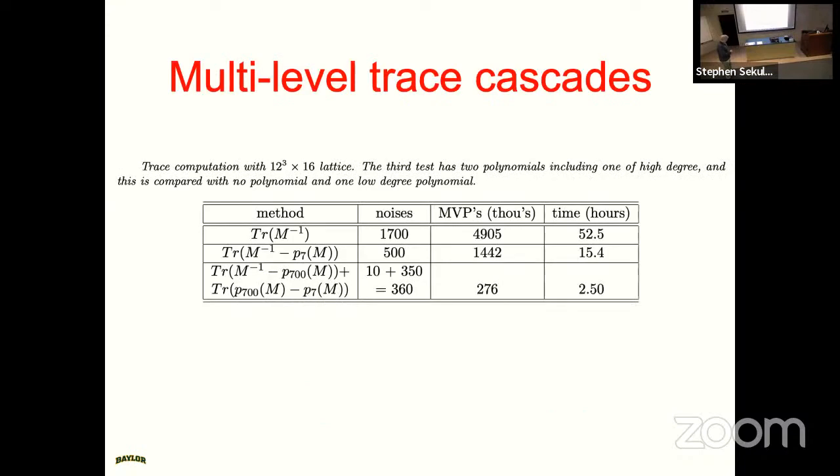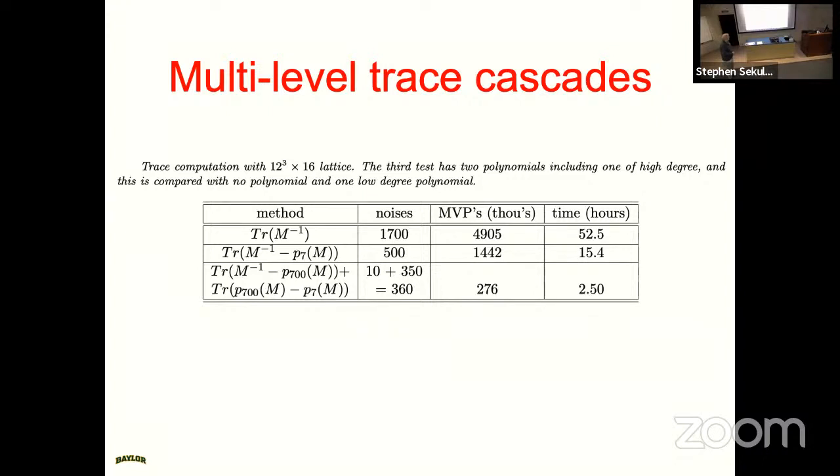Okay. So that helps you. But the best thing to do is cascades. Let's say I now have an order 700 polynomial, and I calculate the trace of M inverse minus that order 700 polynomial. How many noises will I need to get below a threshold level, 10? But then I add the number of noises necessary to get down to this 7th order polynomial. Again, that's because at that point we can calculate things exactly.